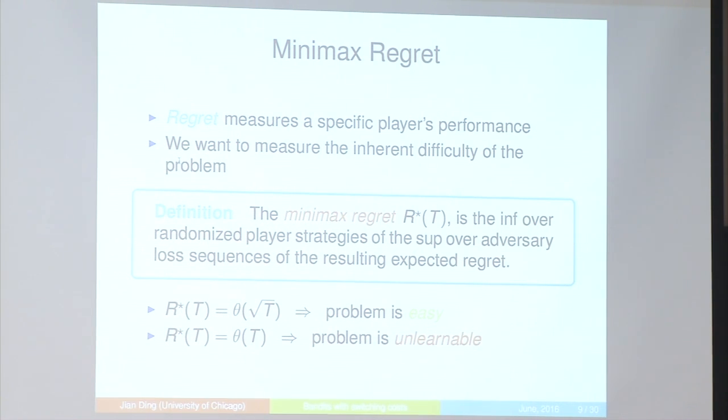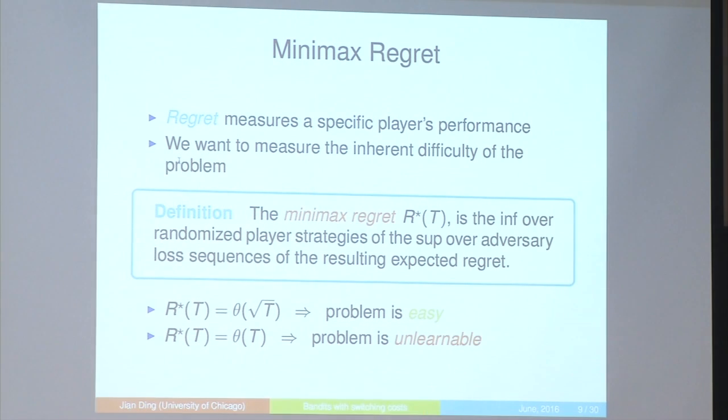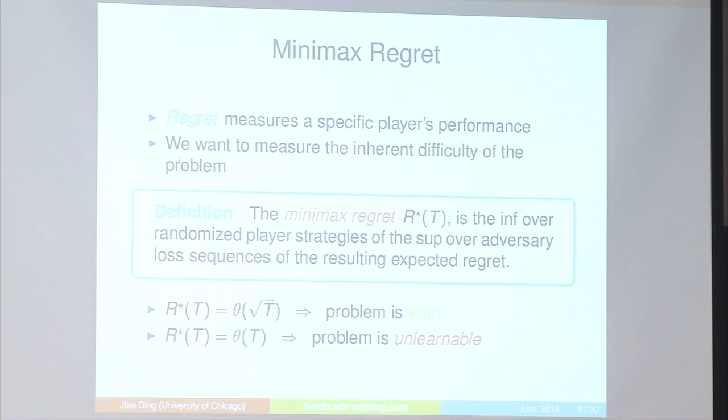But since you have two random sequences of length T, the sequence that has the smaller sum will give you a square root T gap from what it should be. And you can't beat this, because there's nothing you can learn if the environment is like that. So if indeed you can achieve this square root T bound, we see the problem is easy. That's the best you can hope for. If the regret can be only of order T, then we say the problem is unlearnable.